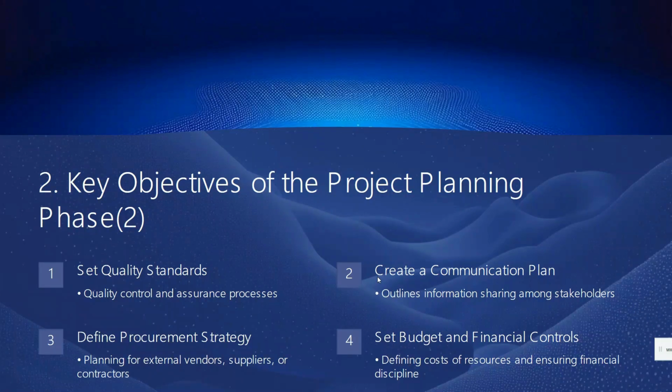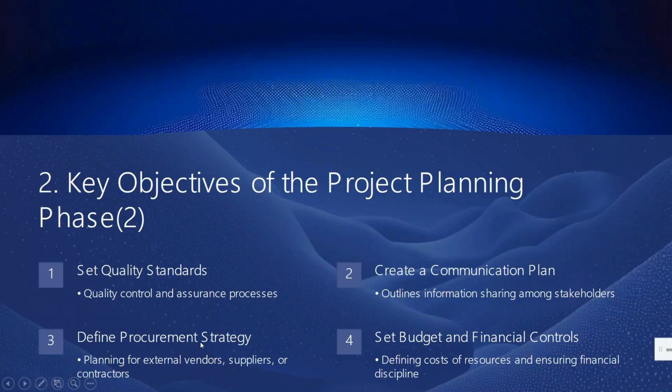After that, we have here set quality standards. So establishing the quality control and quality assurance process ensures that deliverables meet, you can say exceed, the expected quality standards. So next we have create a communication plan. It outlines information sharing among the stakeholders. A well-defined communication plan outlines how project information will be shared among stakeholders, team members, and other involved parties.